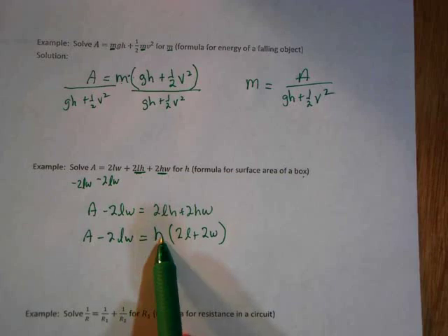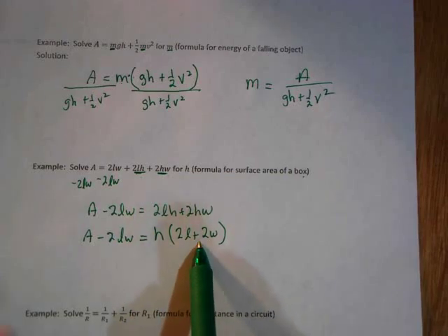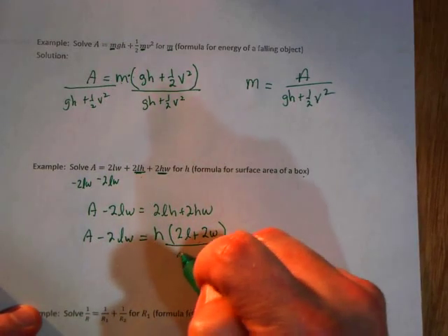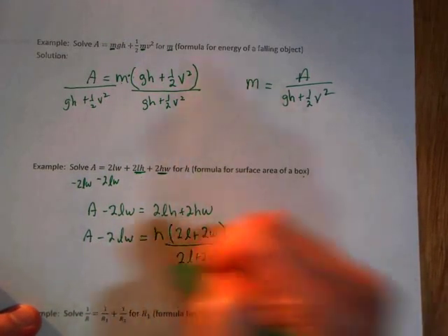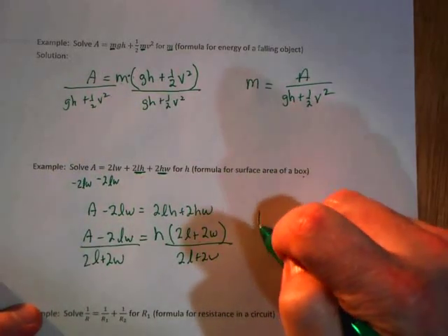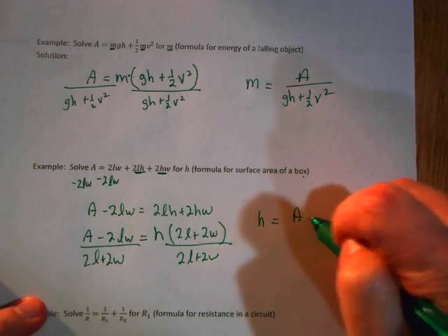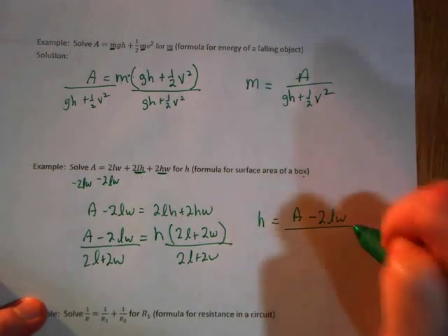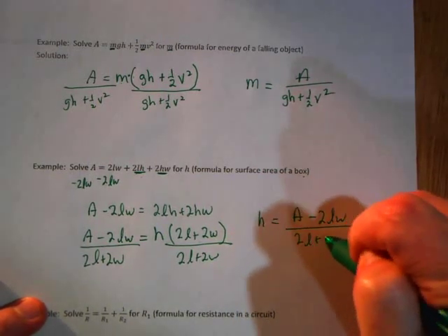I'm trying to solve for H. I might as well only take out the H. Because now to solve for the H, I divide by this thing. So my final answer is H equals A minus 2LW divided by 2L plus 2W.